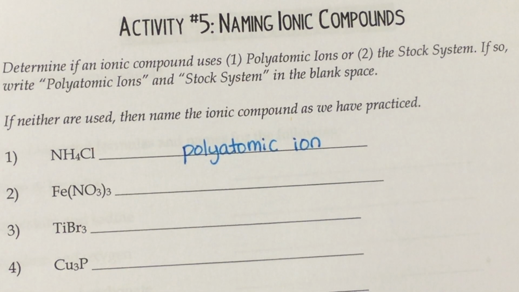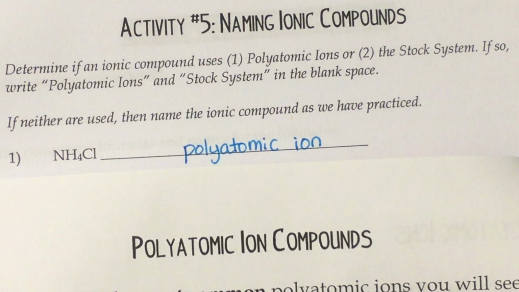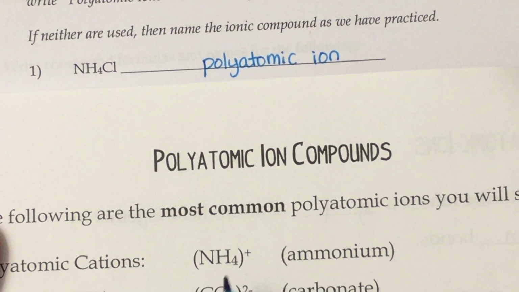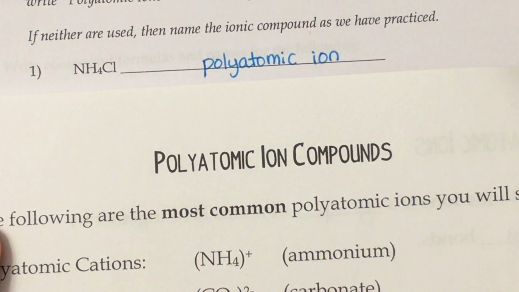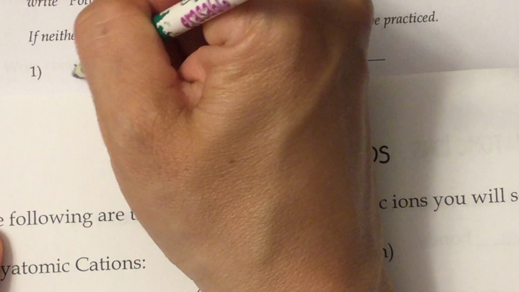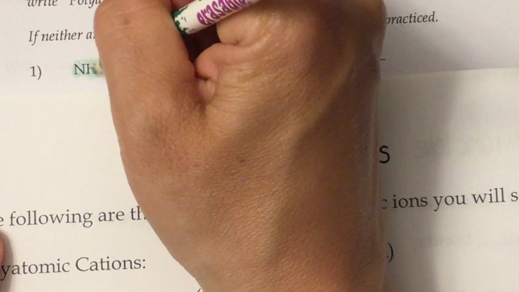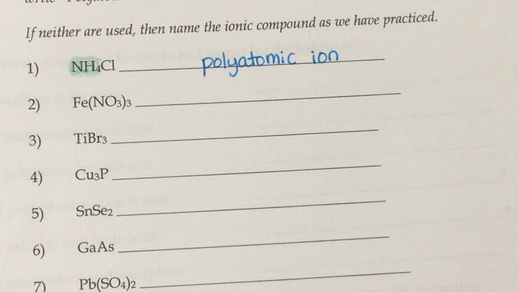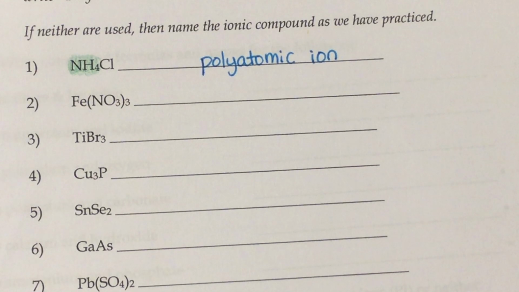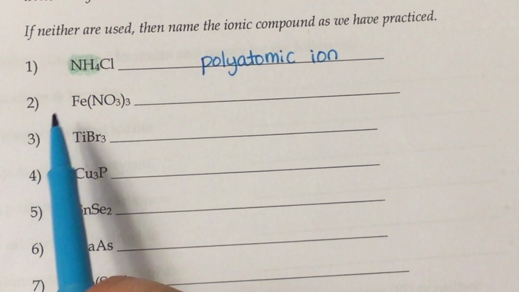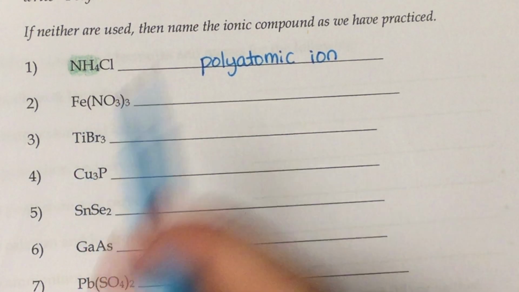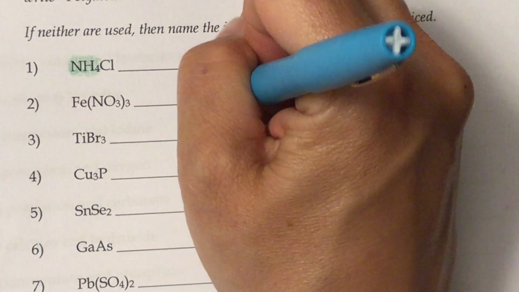And which one is it? Well, let's see. Look at that, NH4. So our polyatomic ion is this first part here. And why is it in a bracket? Well, sometimes they don't put them in brackets if there's just one of them. That's okay. So let's take a look here. FeNO3, well, look, there's brackets. That means there is a polyatomic ion.